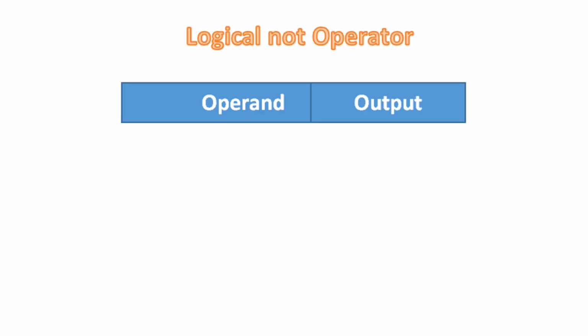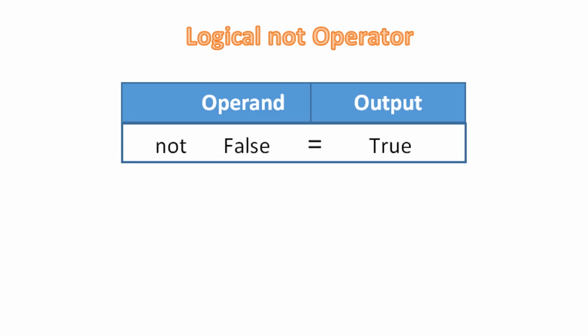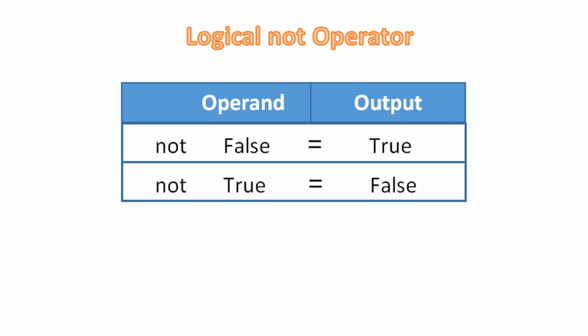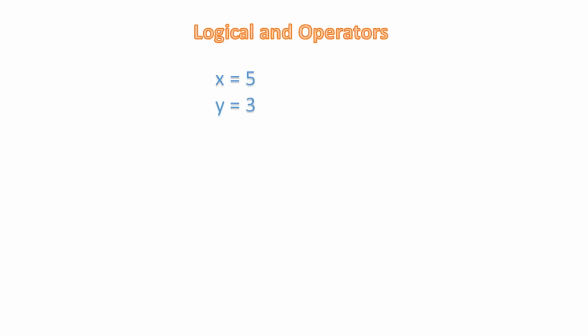Logical NOT operator. In logical NOT operation, only one operand is involved. If the operand is false, then the output is true. If the operand is true, then the output is false. The output is opposite of the operand value. Let's understand this with examples.